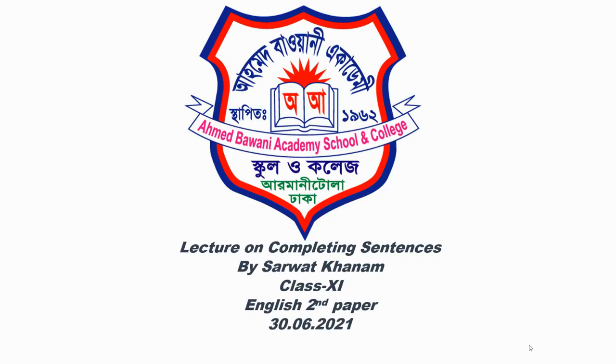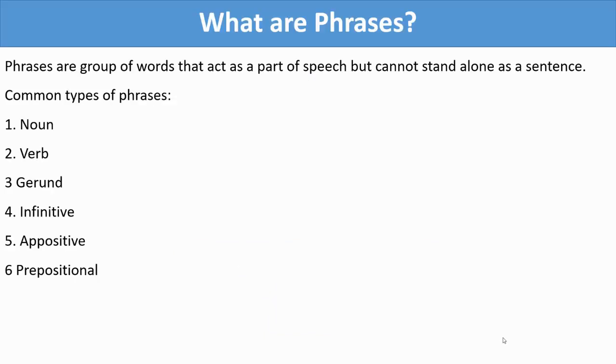Word বা শব্দ হচ্ছে বাক্যের একটা ইউনিট, একক. And what is phrase? Phrase is formed by two or three or more words, and it helps us to complete a sentence. So dear students, today we are going to discuss completing sentences, and first of all we will talk about words and phrases.